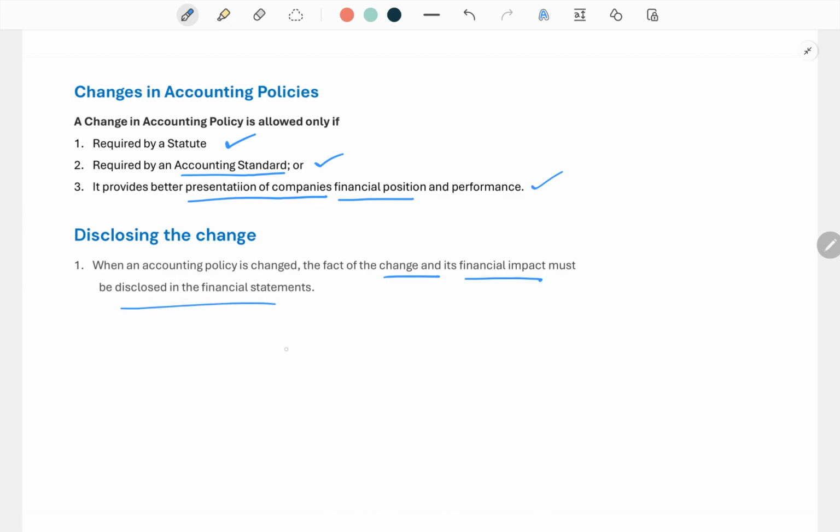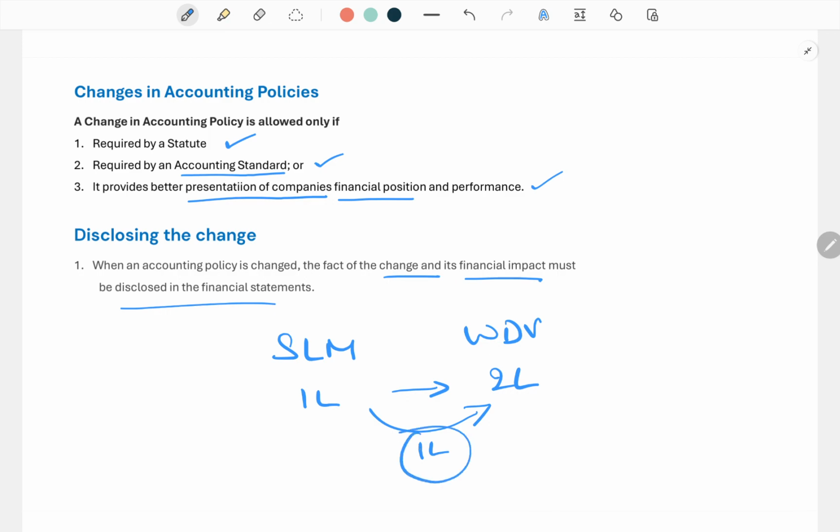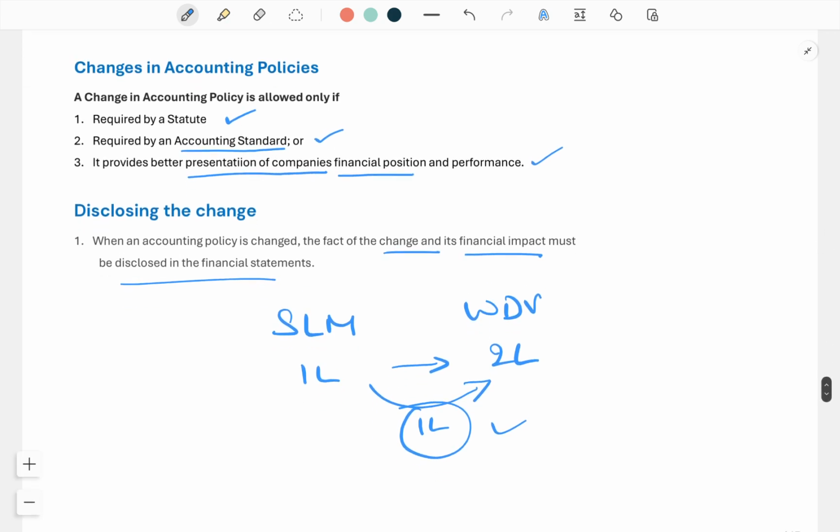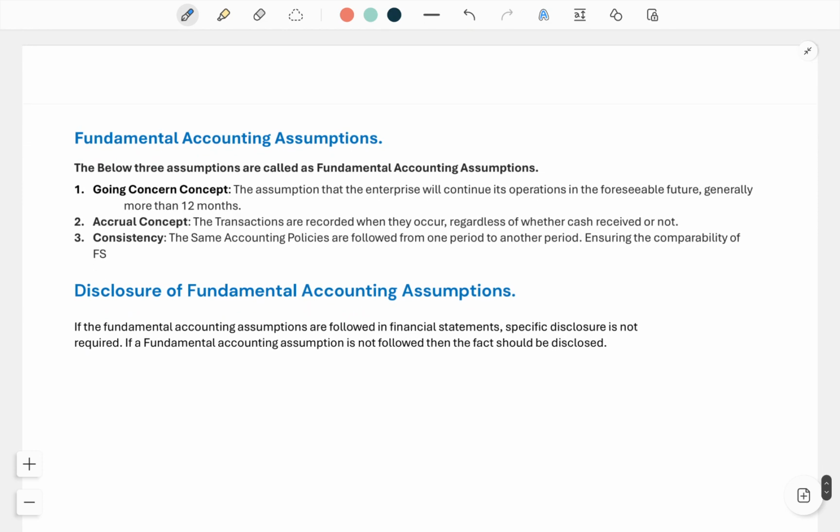As I said, last year we were using the straight line method, depreciation was 1 lakh. Also, it would have been 1 lakh only. But because I changed it from straight line to written down value method, this 1 lakh has become 2 lakhs. There is an increase of 1 lakh just because of the change. So this fact needs to be disclosed in the financial statements. Okay. Then next topic.